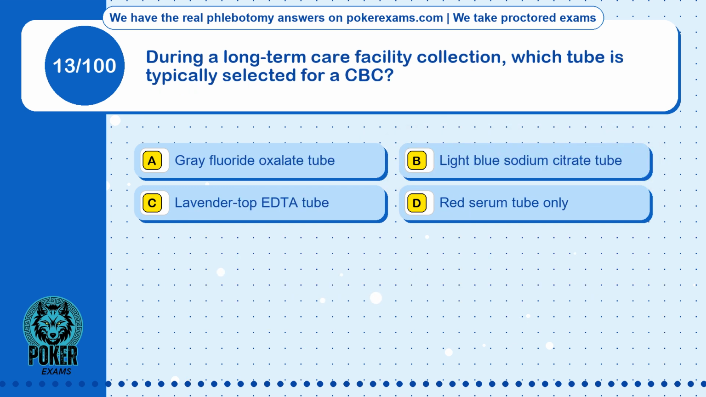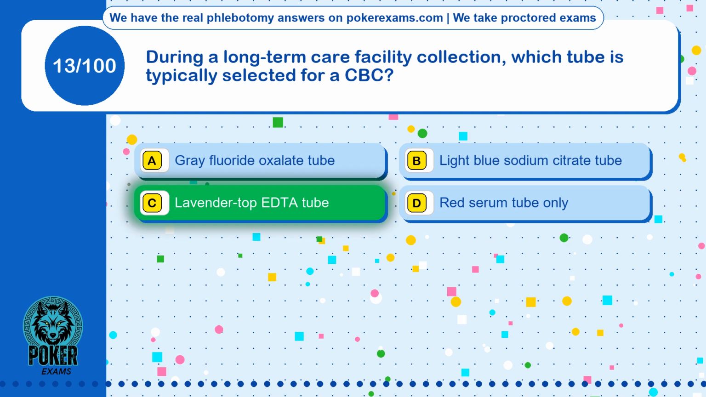Question 13. During a long-term care facility collection, which tube is typically selected for a CBC? Option A, gray fluoride oxalate tube. Option B, light blue sodium citrate tube. Option C, lavender top EDTA tube. Option D, red serum tube only.